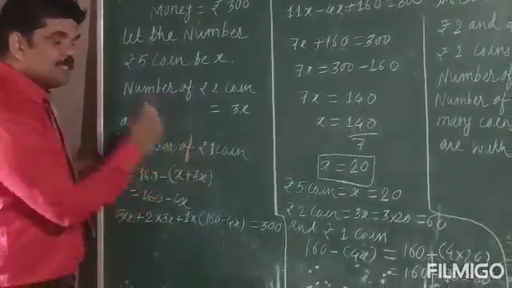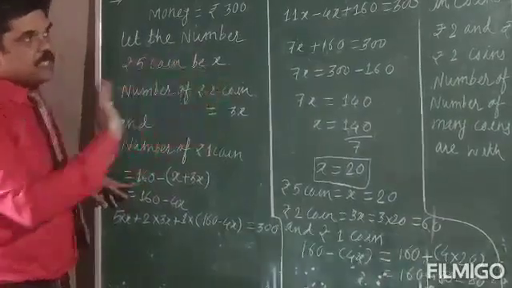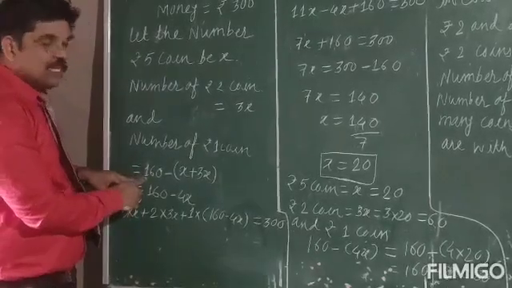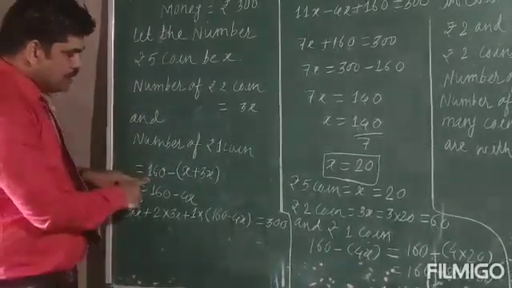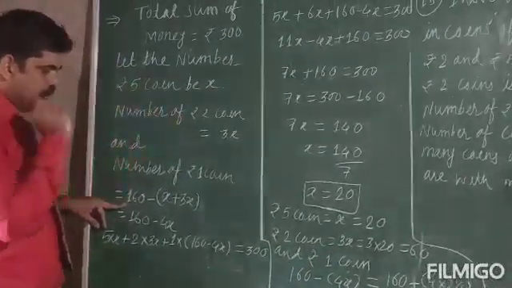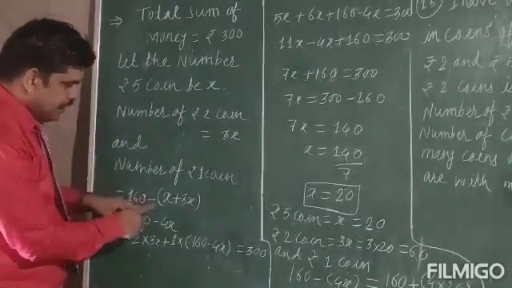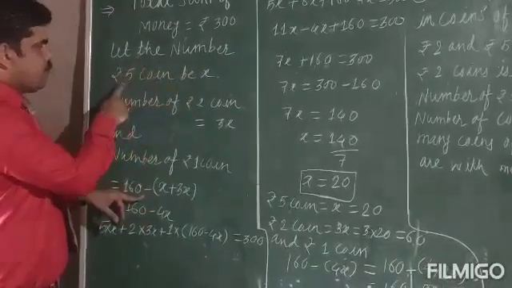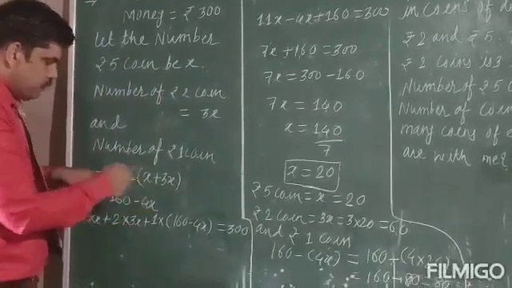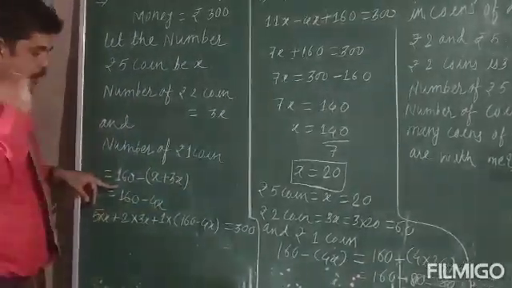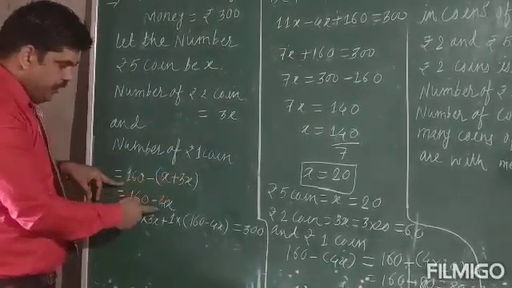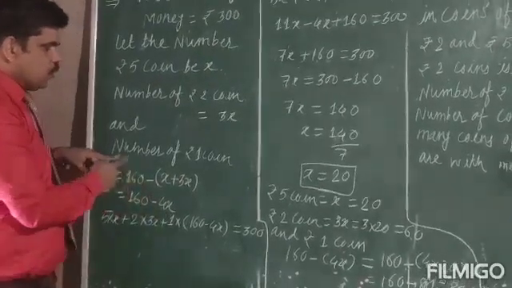Next is the number of rupees 1 coins. Now there is no statement related directly to rupees 1 coins. So how do we find it out? 160 is the total number of coins. So from 160 we will subtract the number of 5 coins and the number of 2 coins. So 160 minus x, where x is the number of 5 coins and 3x is the number of 2 coins. We subtract these two from 160 and we get the rupees 1 coins. So 160 minus (x plus 3x), and x plus 3x is 4x. So 160 minus 4x is the number of rupees 1 coins.